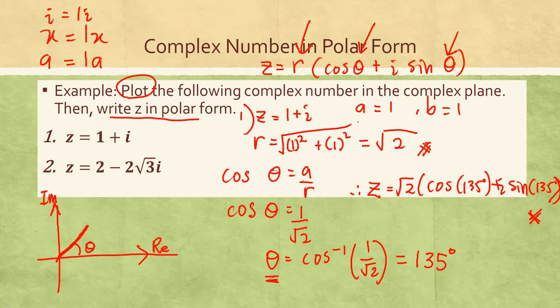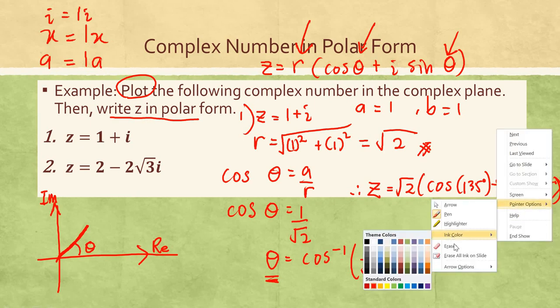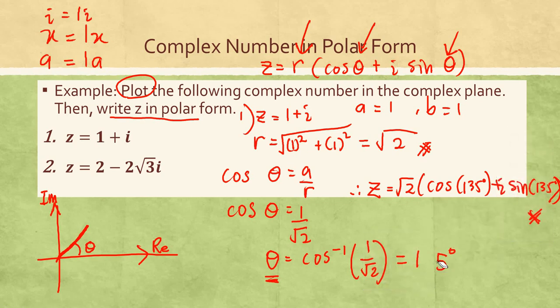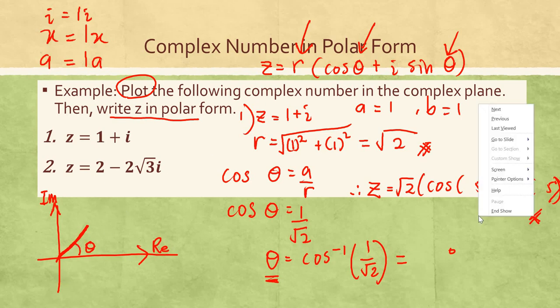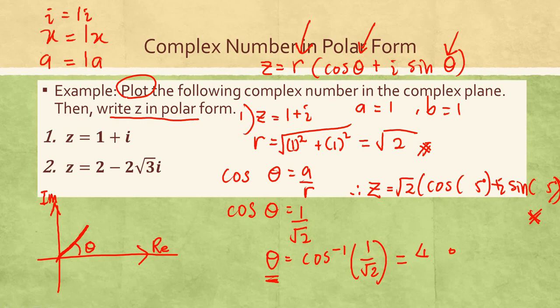Is that 135? Oh no, this is wrong. Sorry guys, it's not 135. It's at the first quadrant, so it's supposed to be less than 90. Sorry, I pressed the calculator wrongly. It's 45 degrees, guys.